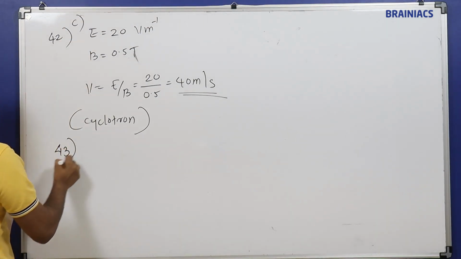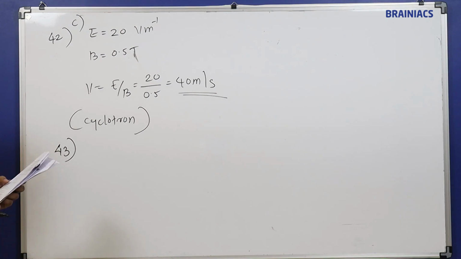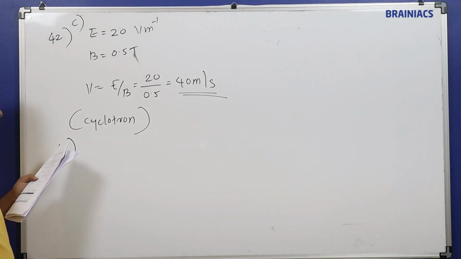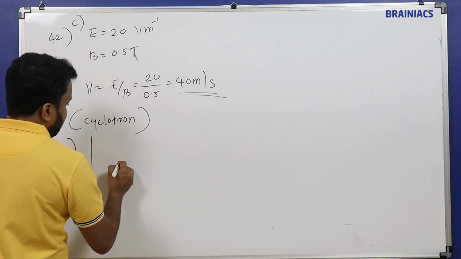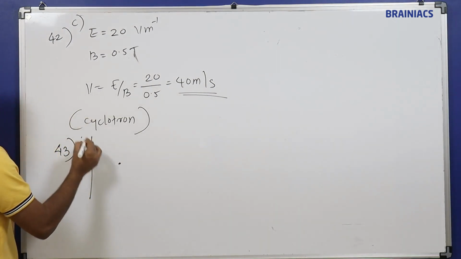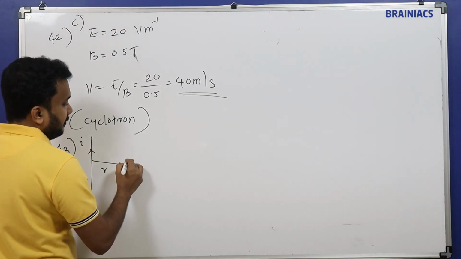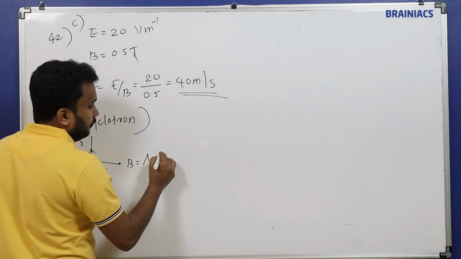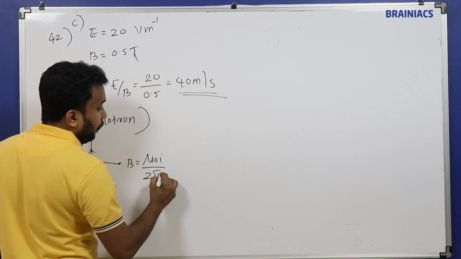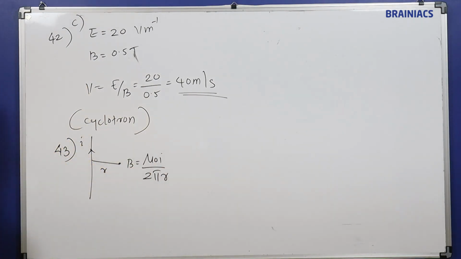Let's move to the next question, 43. Magnetic flux density B at a distance R from a straight wire carrying a steady current. Okay, so this is a wire carrying a current I and this distance is R. So the magnetic field will be equal to mu 0 I divided by 2 pi R. 2 pi R. Don't confuse.